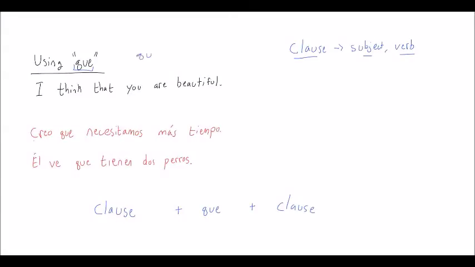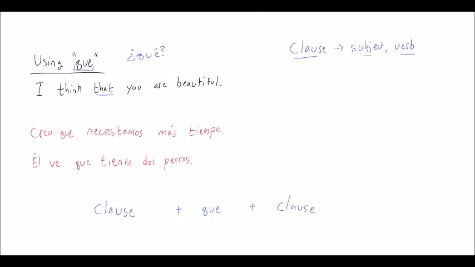Now, keep in mind that if there's an accent on the E, that's a question, that's what. But if there's no accent, it means that, as in the conjunction, the way that we unite two clauses. We have it in English too. I think that you are beautiful. The first part of the sentence is a clause, the second part of the sentence is a clause, and that unites the two. But in English, we don't need that, while in Spanish, we do.